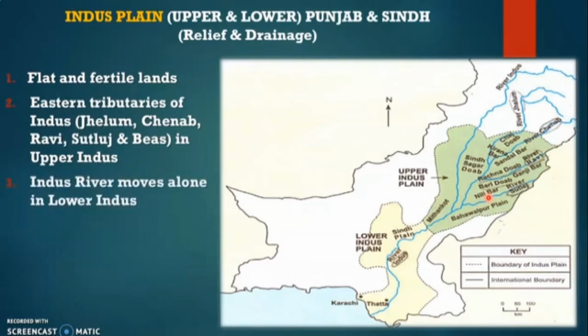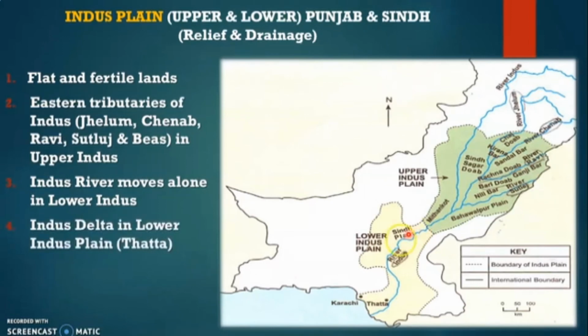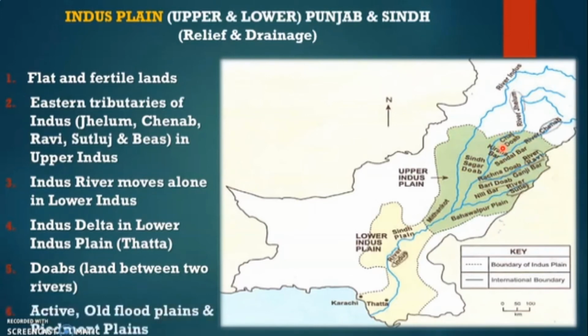Moving next, the Indus River moves alone in the lower Indus, that is Sindh. As I said, from southern Punjab till the Arabian Sea, the Indus moves alone, and obviously the width of the river over here is more as compared to the upper portion. Then we have the Indus Delta in the lower Indus Plain, that is Chhatta. We will discuss the delta in detail later. Then Doabs. The Doab is basically the land between two rivers. So the land between any two rivers has been declared as a Doab. We also see the active and old flood plain along with the Piedmont plains over here as well. We will discuss these definitions later.